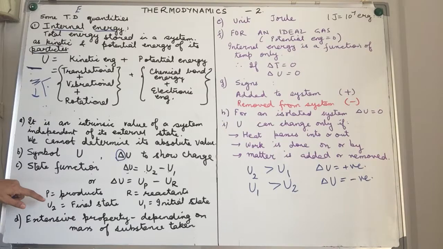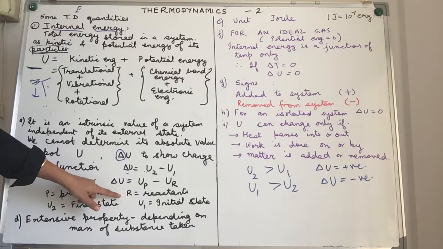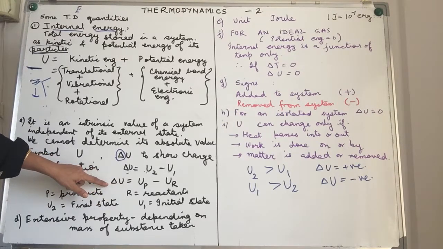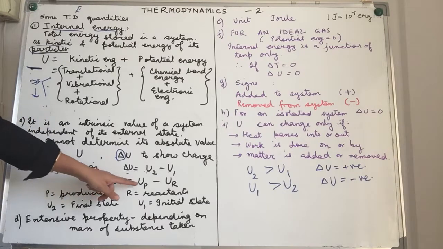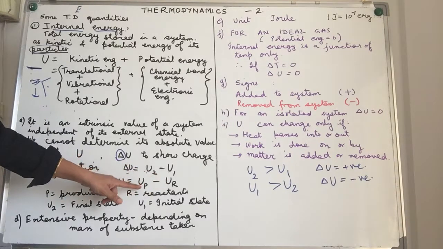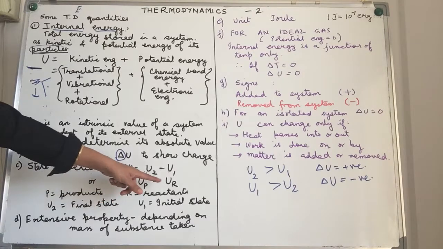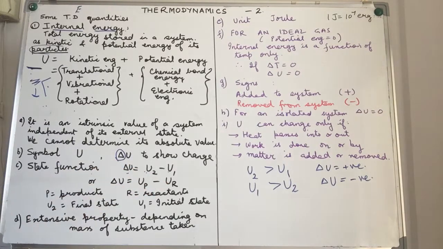P is for the products, R is for the reactants. This is the change in internal energy when we are talking about a chemical process happening. For example, I spoke about burning a pen. So UP minus UR, internal energy of the products minus internal energy of the reactants. It is an extensive property because we know that it is depending on the particles.